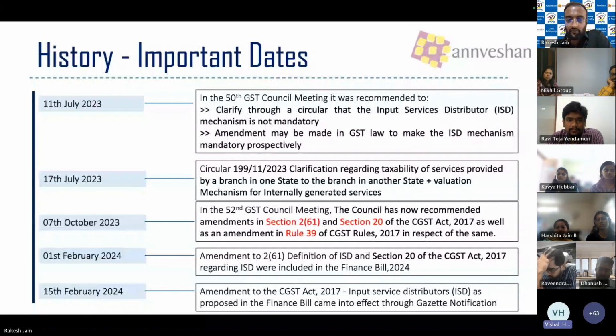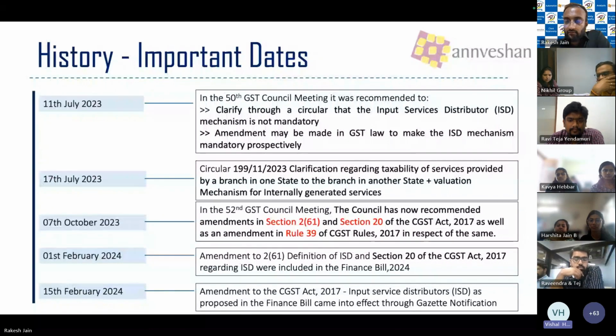Sir, it is mentioned in the Gazette. Yes, but sir, I have read the Finance Bill. Not the Gazette, not the Gazette. We are bringing this mechanism mandatory based on the 52nd council meeting.